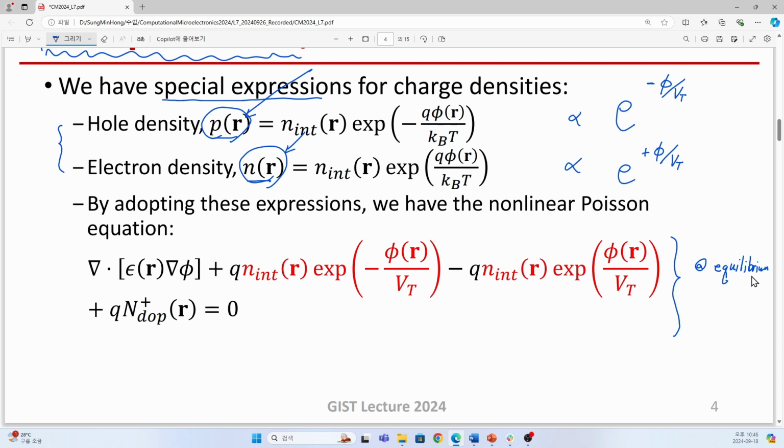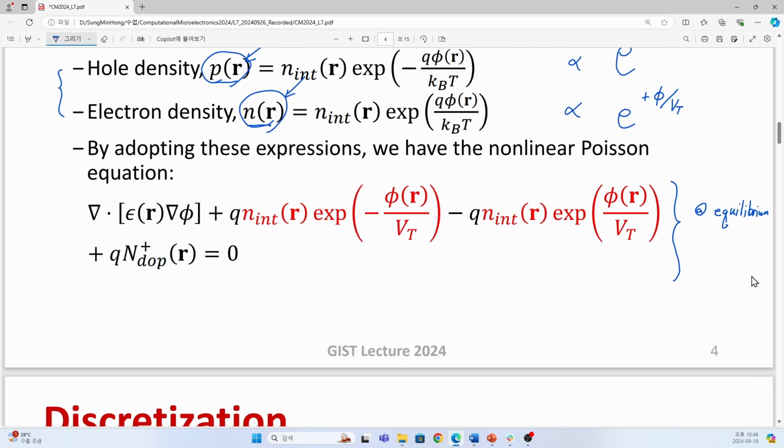But anyway, now we want to solve this nonlinear Poisson equation. Then how can we do that? That will be our topic today.